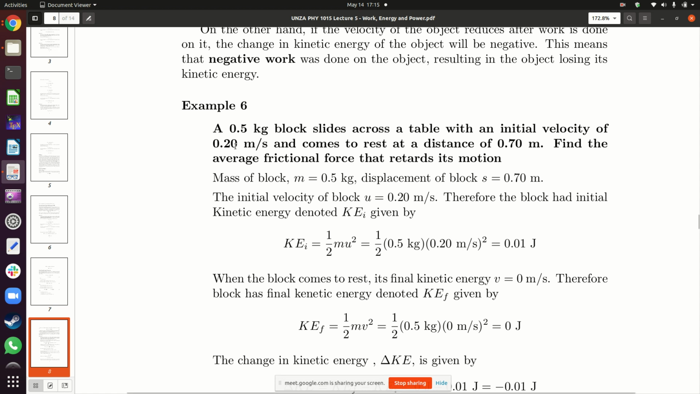Here we have an example. A 0.5 kg block slides across a table with an initial velocity of 0.2 meters per second and comes to rest at a distance of 0.7 meters. Find the average frictional force that retards its motion.